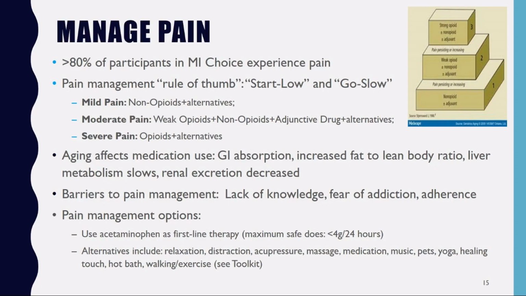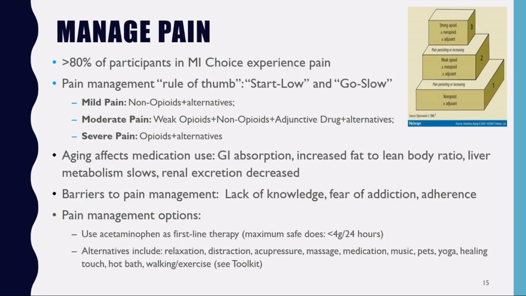You also focus on managing pain. Here is a picture of the World Health Organization pain ladder. I think you already know that over 80% of the participants in the My Choice program experience pain. So a pain management rule of thumb is to start low and go slow with medications. That means there are different levels or approaches for mild pain, moderate pain, and severe pain, both with the type of medication that should be used and the alternative types of pain reduction interventions. So aging affects medication use.